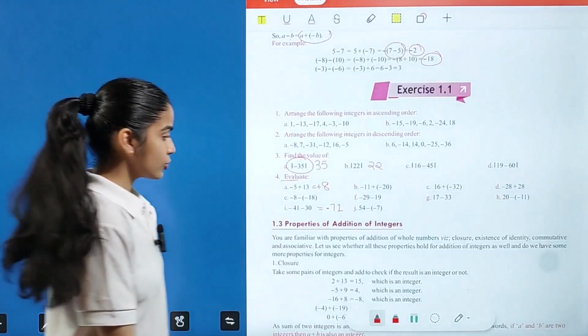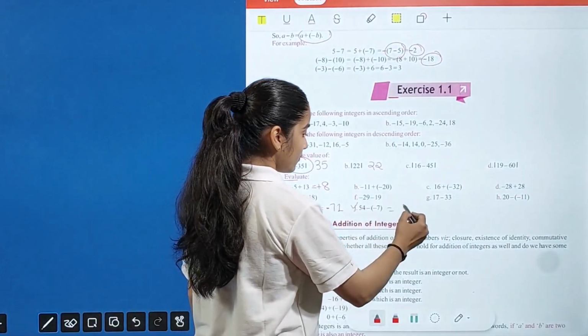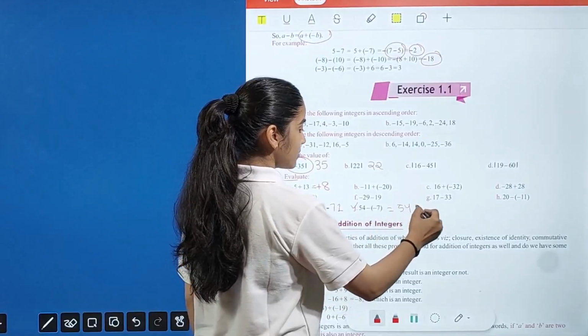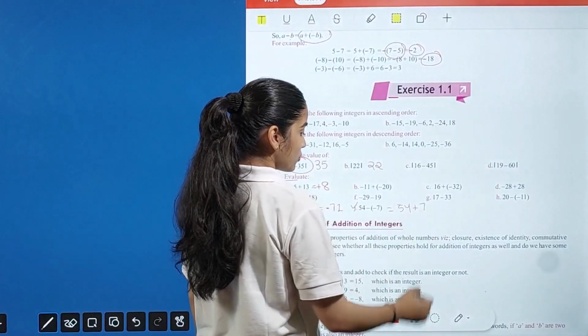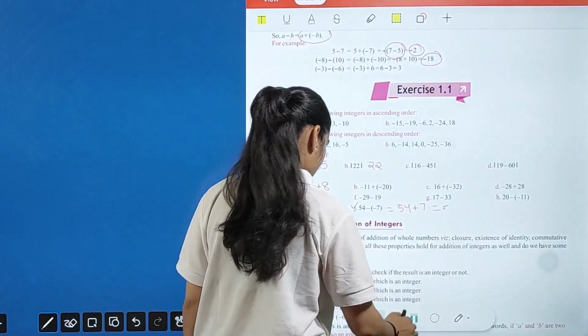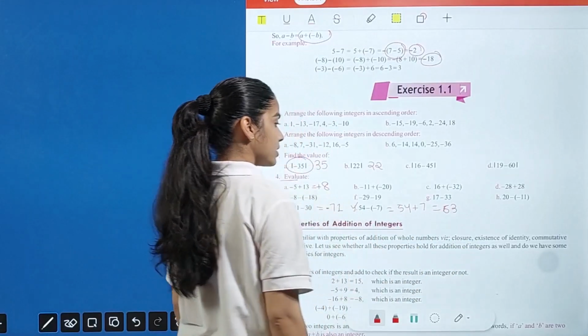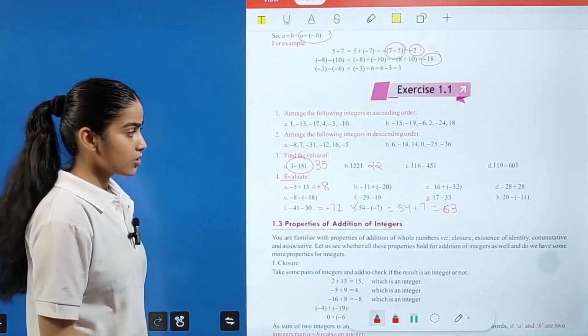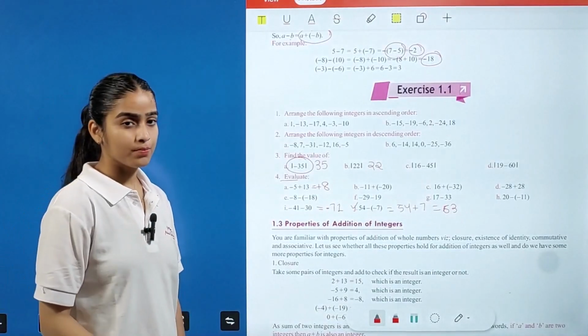So next question we have J. We have 54 and minus minus is plus 7. So we have to add them together, which will become 63, and we have to use the plus sign only for this. So in the same way you have to solve the rest of the parts you have in question number 4.